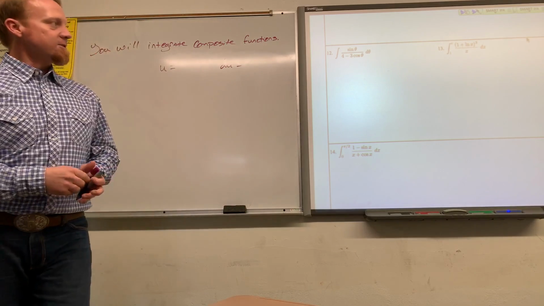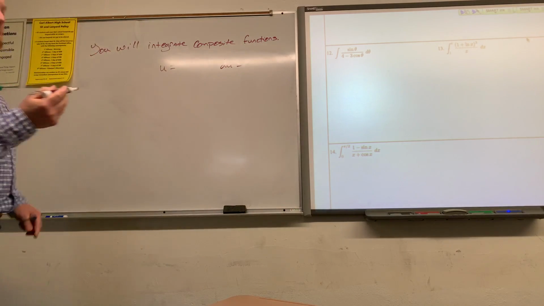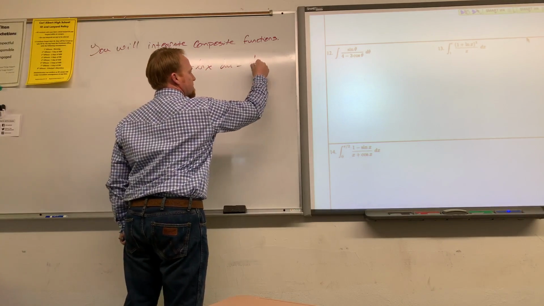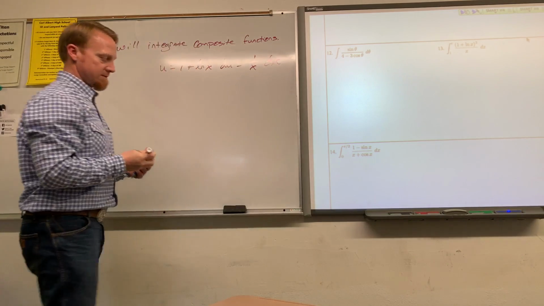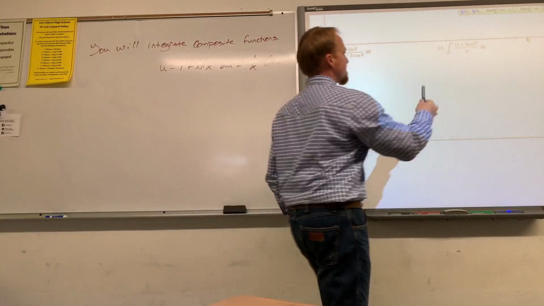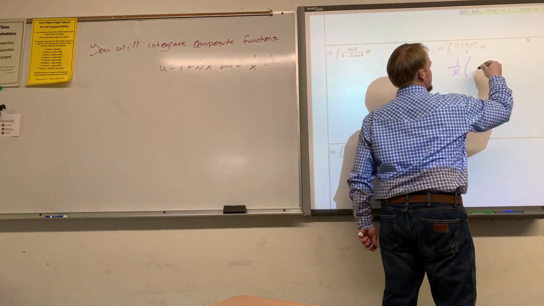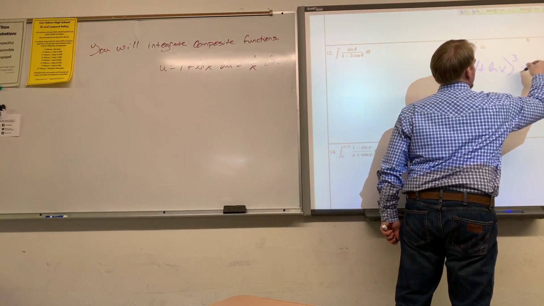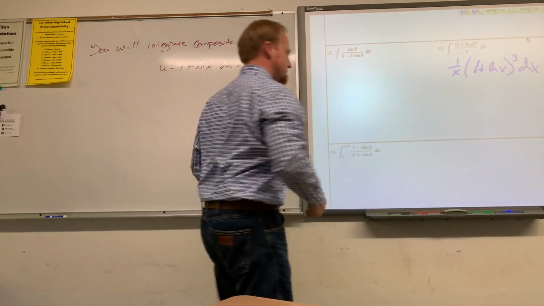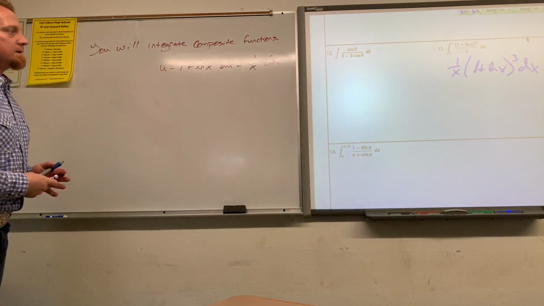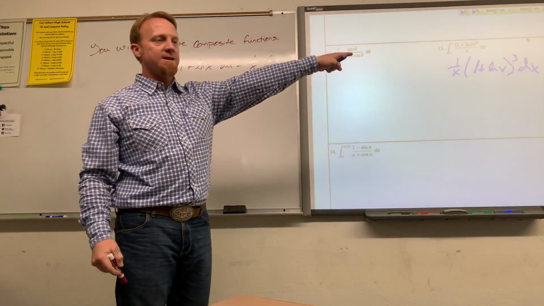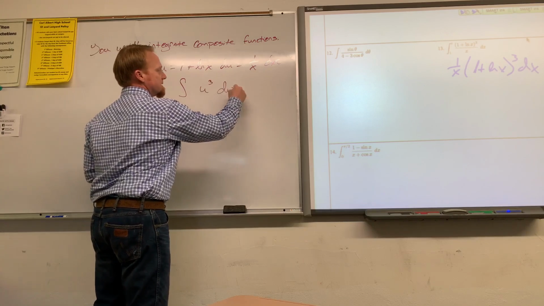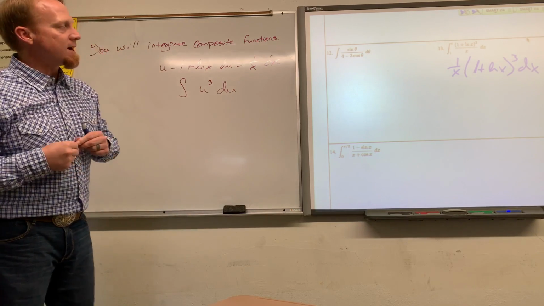All right, 13, u needs to be 1 plus the natural log of x. So that means I end up with 1 over x dx. And remember, I can rewrite this as 1 over x times 1 plus the natural log of x cubed dx. So the 1 over x and the dx are taken care of. That means I just have u cubed du, and I need to change my limits.